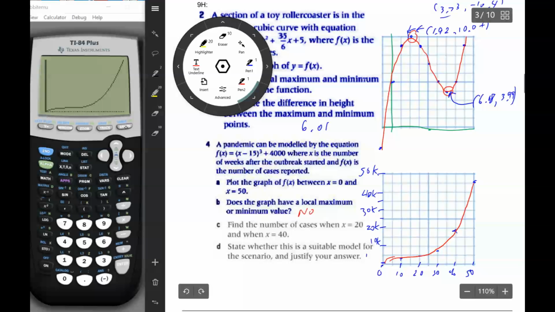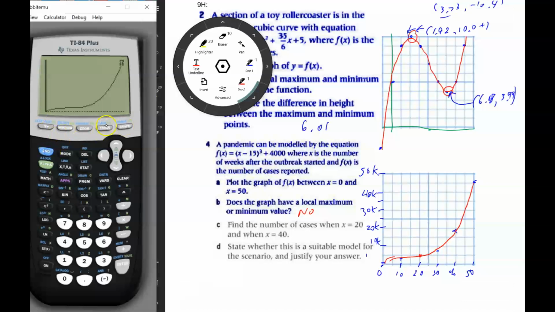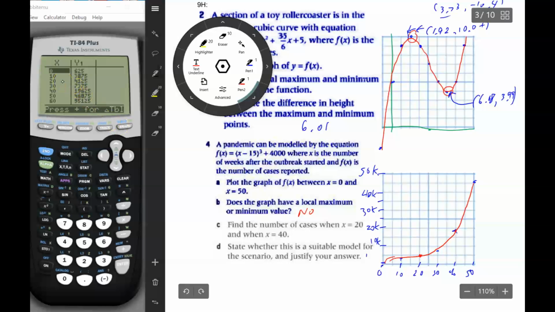Find the number of cases where x equals 20 and where x equals 40, so that would be this point here and this point here. And we already know that, because we've actually plotted those points, but let's find the exact value in the table. So x equals 20, the exact value would be 4,125. And for x equals 40, the exact value would be 19,625. Okay. And state whether this is a suitable model for the scenario and justify your answer.